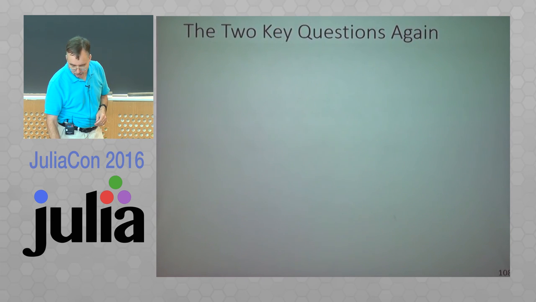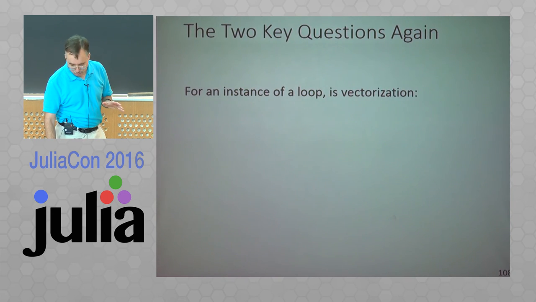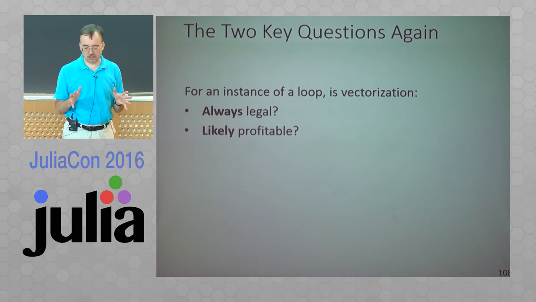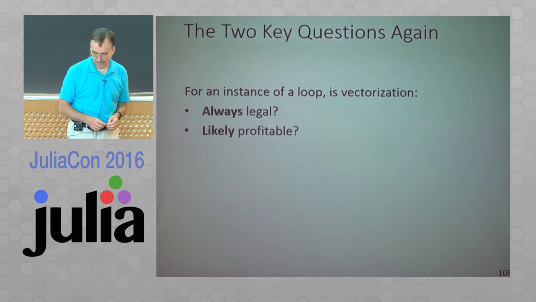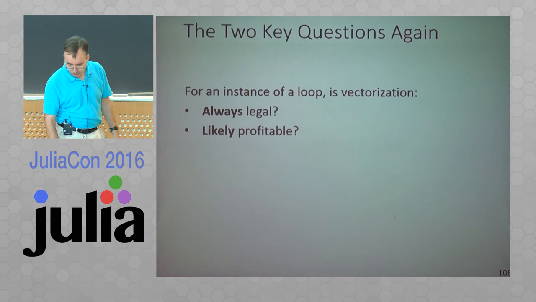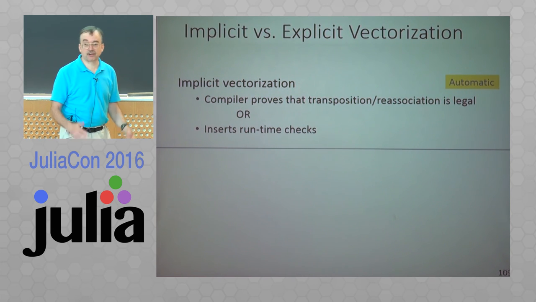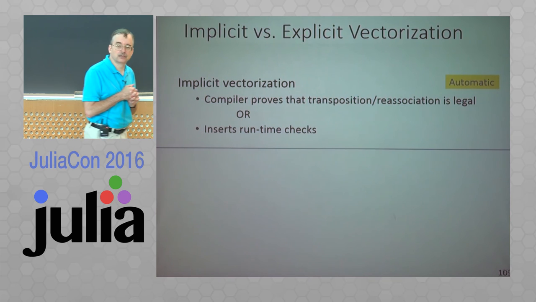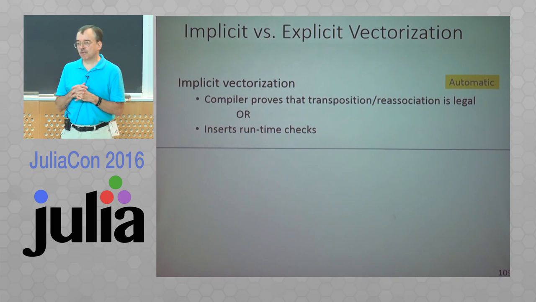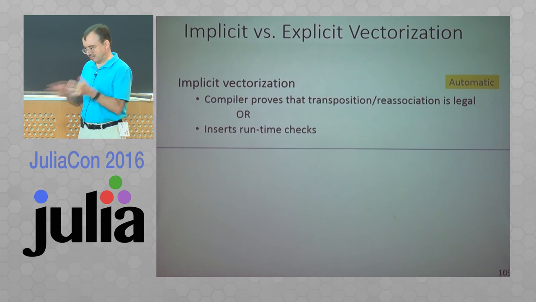All right, where was I? Okay, for instance, now, with the @simd, you're promising that the answer to the always legal question is, yes, it's legal. Trust me. The compiler may still decide that it's not profitable, and not do this. So there's a distinction between implicit vectorization, where the compiler automatically does it, and explicit vectorization, where you have to tell the compiler, yes, it's OK to do it.